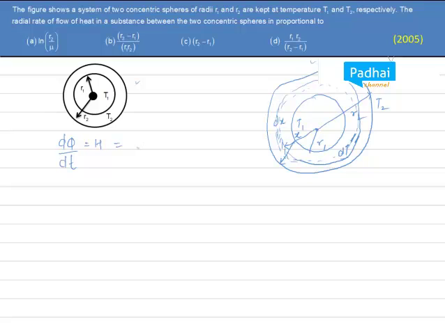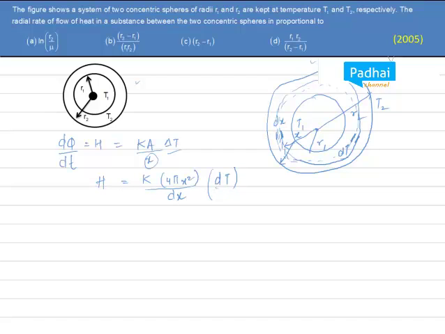Now this will be equal to what? The formula is K A delta T upon x, where x is the distance traveled. If I'm going from this point to this point, the distance traveled is dx thickness. So it is K, and let us assume the area is constant for this element, that means 4 pi x square, divided by dx, the length, and the change in temperature is dT, and this H is constant.